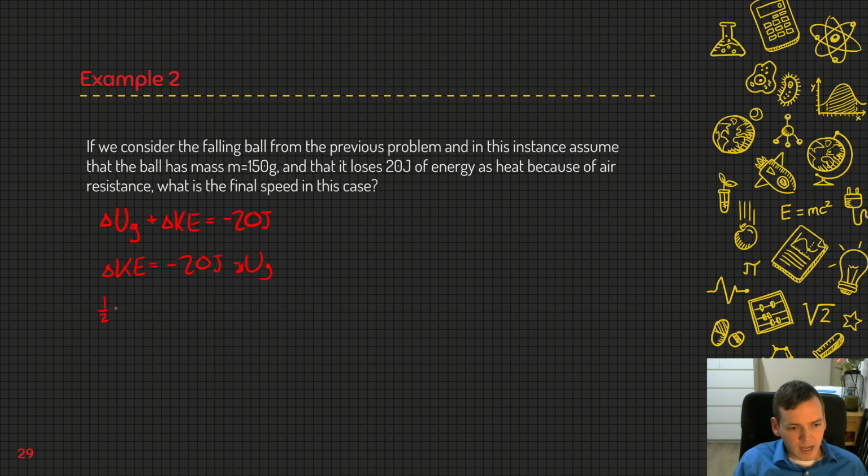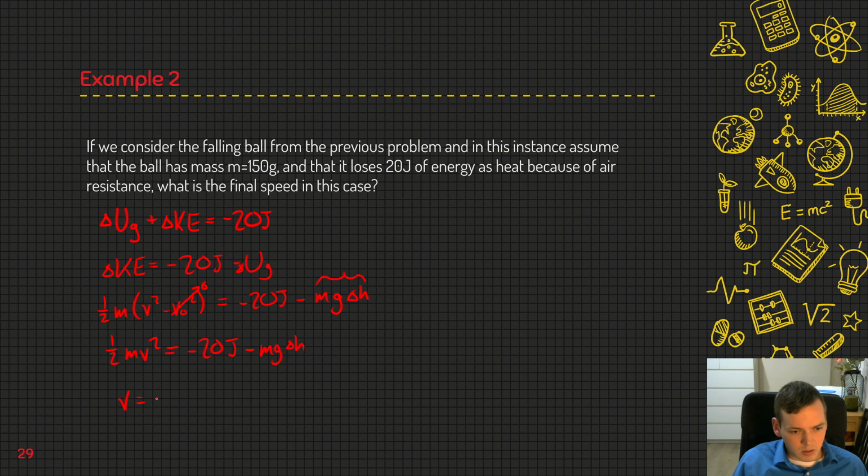So delta KE will be 1/2 m times V squared minus V initial squared, which remember V initial squared is 0. And that's going to equal negative 20 joules minus delta UG, which is mg delta H. Now in this case, because we're dealing with gravitational potential energy, we do need to pick up to be positive and down to be negative, because gravitational potential energy gets larger as you go away from the Earth. So I'm left with 1/2 mv squared equals negative 20 joules minus mg delta H.